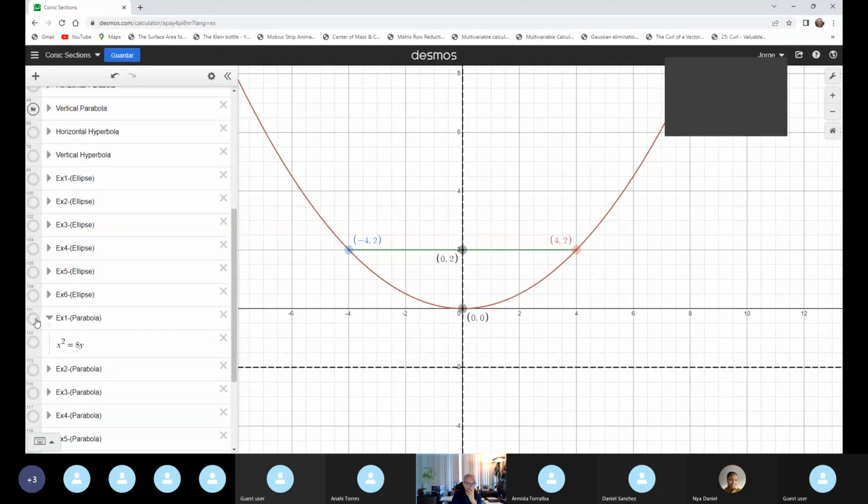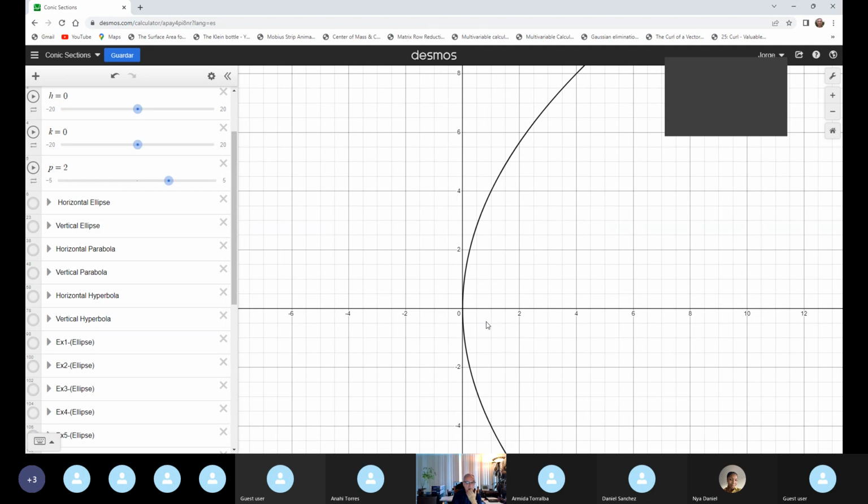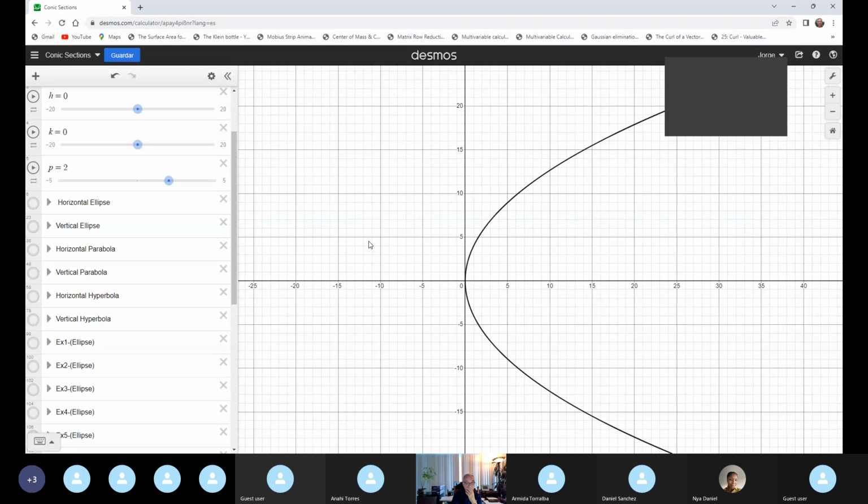This is example 2. Look at that. It's y squared equals 16x. Let me erase another. This is my graph in black color. You see clearly that it's horizontal. And the vertex is at (0, 0).